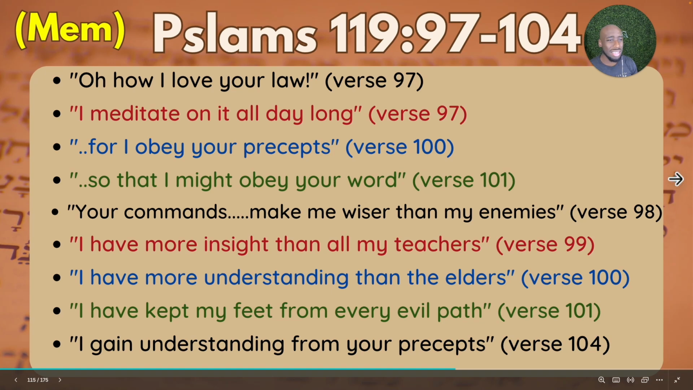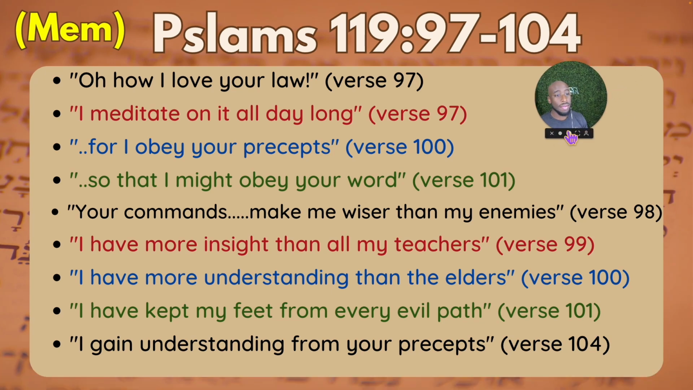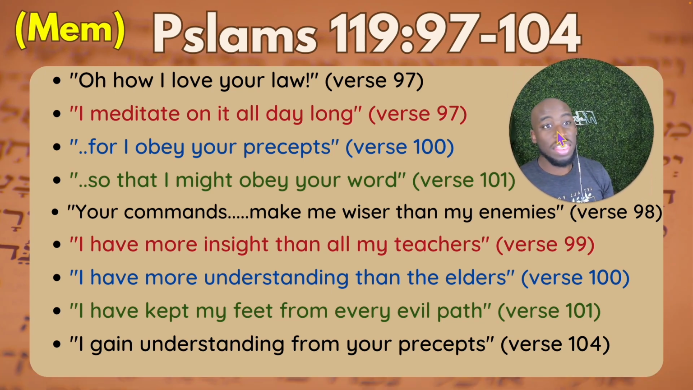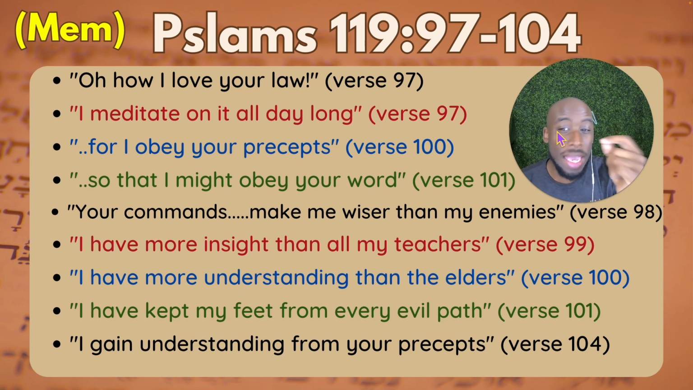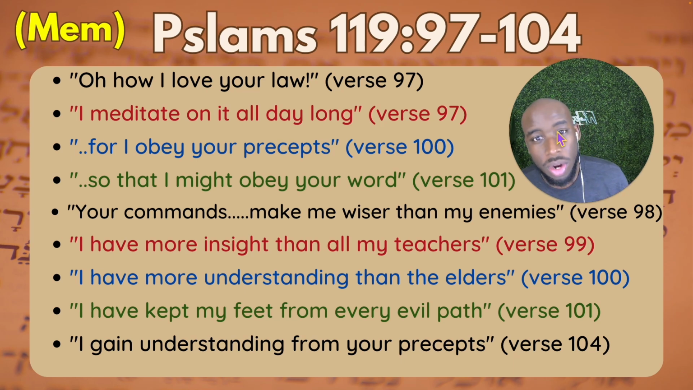Oh, that's good. Let's take a look right here at some of the main themes that we can pull out from the scripture. At the top, verse 97, he says, I love your law and I meditate all day long. Verse 100, he says, I obey your precepts. That's huge. That's important. I obey your commandments. 101, so that I might obey your word. He said, hey, I obey them, and everything that I'm doing is so that I can obey your word.